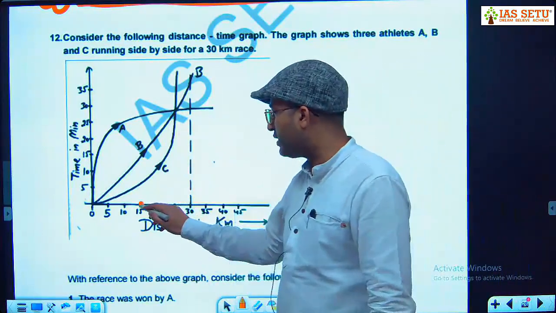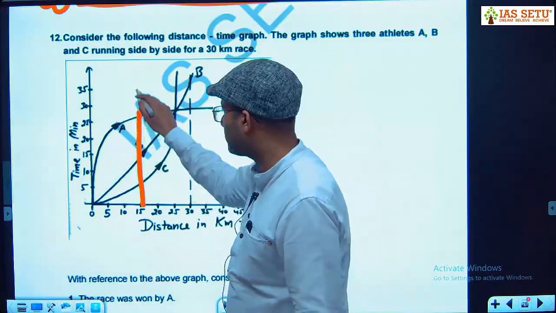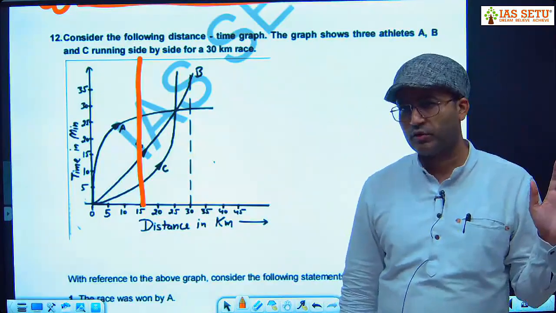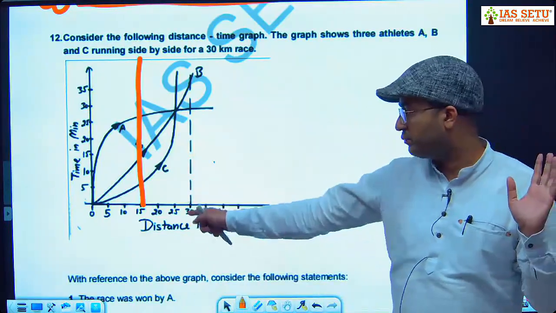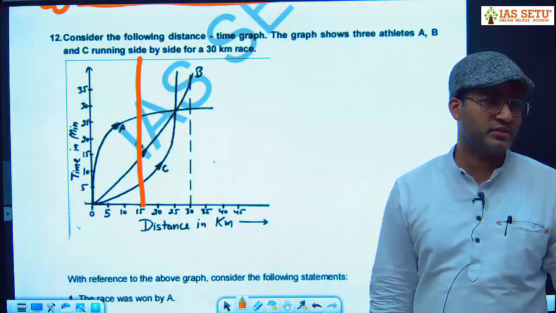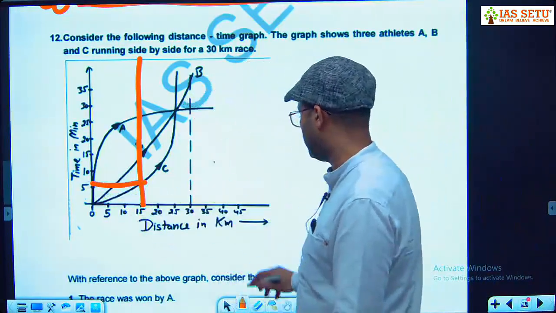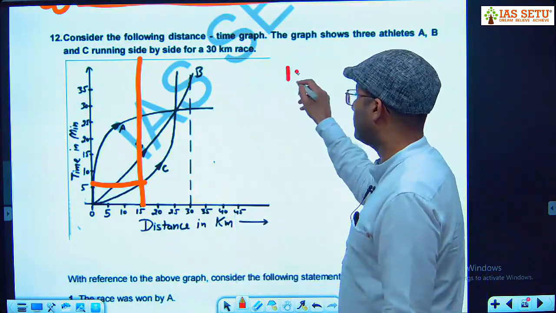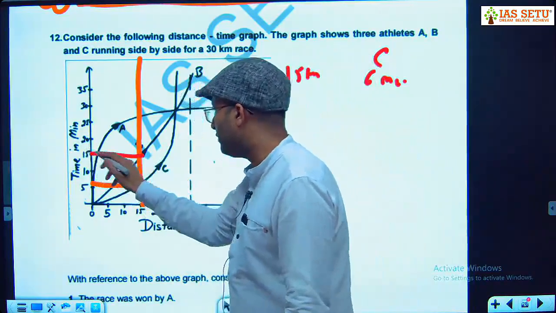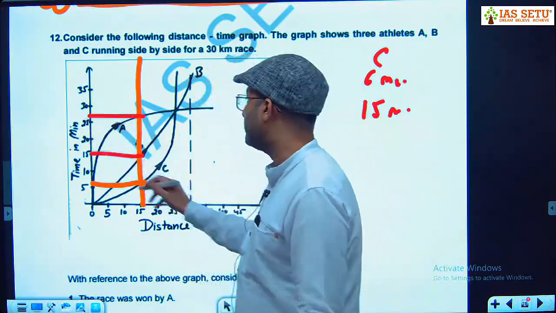For example, at a 15 kilometer mark, there is a race going on. There are three athletes A, B, C, and at the 15 kilometer mark, there is a reporter. For example, here Barkha Dutt is there, reporting for I don't know which channel, but reporting for this race. What will Barkha Dutt report? C has crossed in 6 minutes. 15 kilometer, C has taken 6 minutes. B 15 minutes. B took 15 minutes, A 26 minutes.